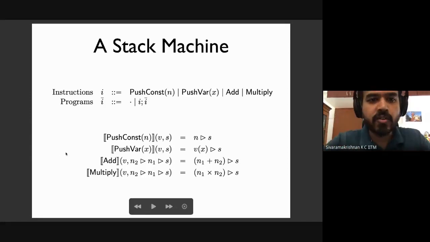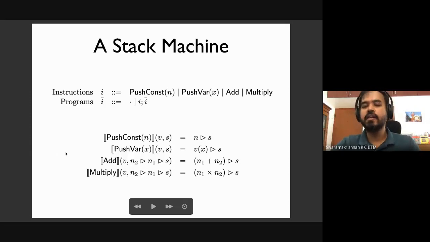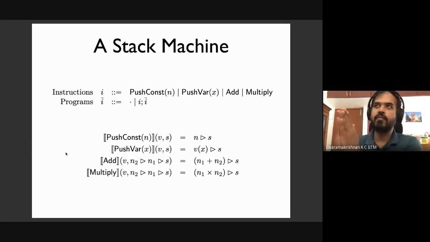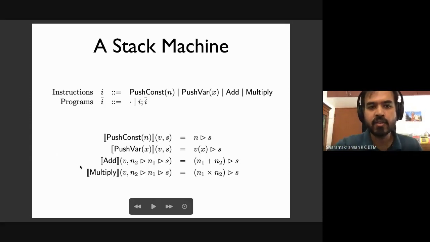So let's first look at the instructions in the target language, right? And then we'll see how it's compiled down. The instructions are: you can push a constant, you can push a variable, add and multiply. We will also have minus, but that's sort of left out here. And a program itself is just a list of instructions.